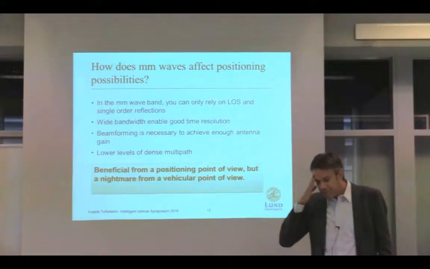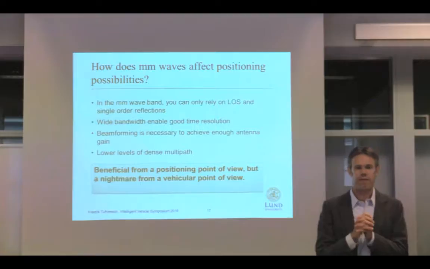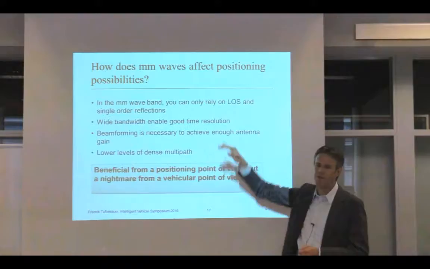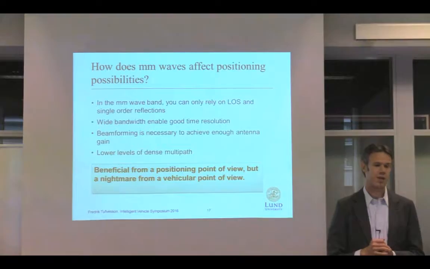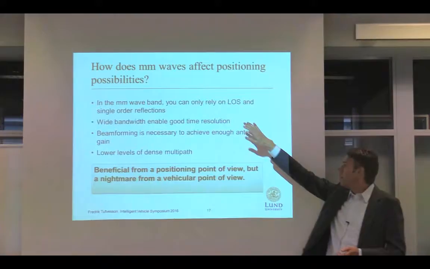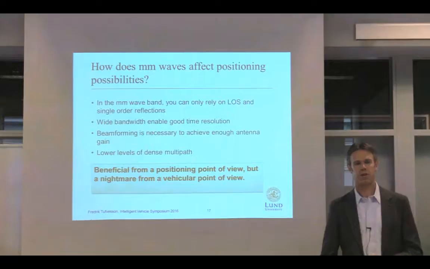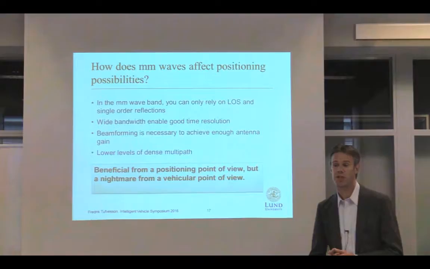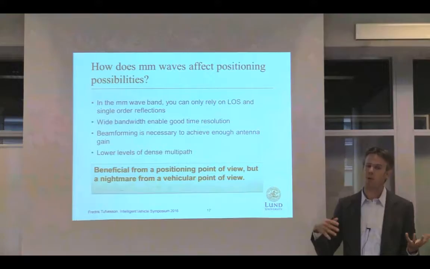So, if we now think of positioning and millimeter waves, how does it actually affect us? Looking at it, for millimeter wave, you can rely on line of sight or single reflections. And you have to use those. You cannot use the diffuse scattering that we have at the lower frequency because it's simply not there. So it's a more sparse channel that we have. A good thing is we have a much wider bandwidth, which will help us from a positioning point of view, because we just get a much better time resolution compared to what we have with either the 11P or with the standard cellular frequencies.